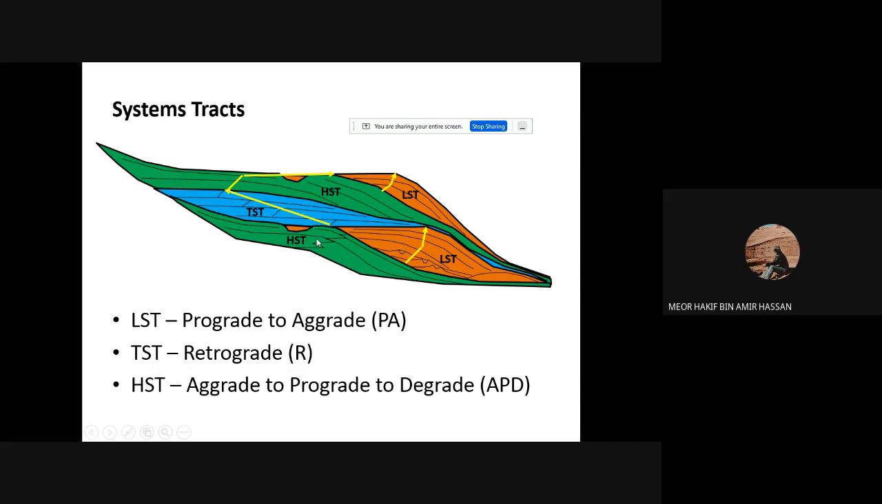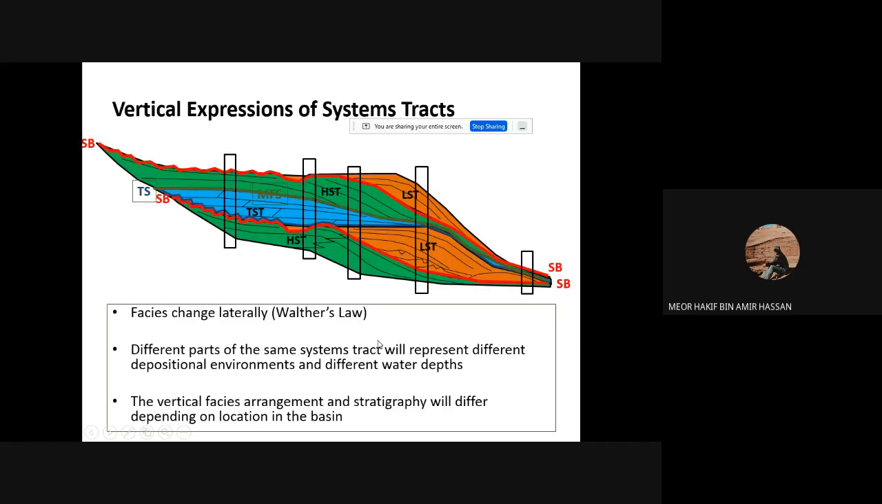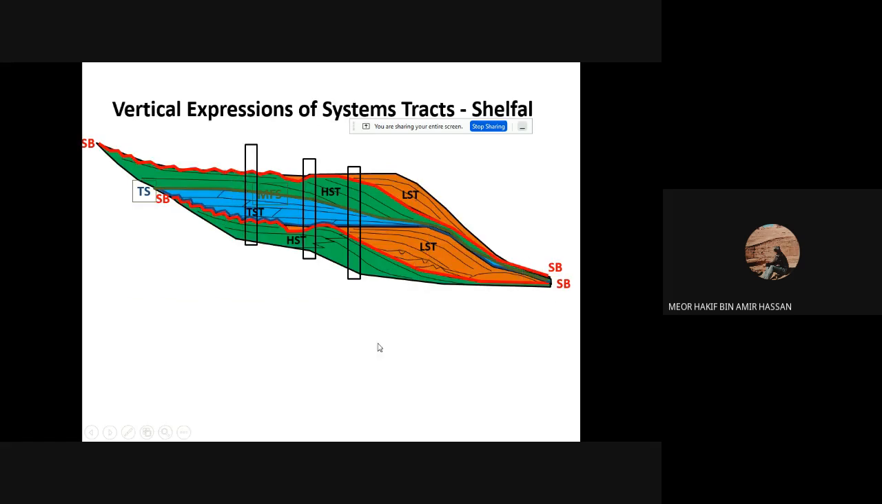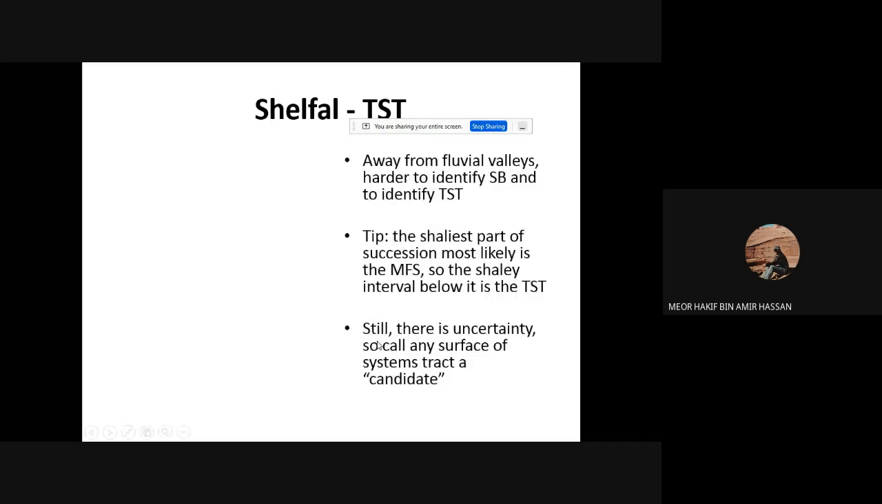And you have these key stratigraphic surfaces: sequence boundaries, transgressive surfaces, maximum flooding surfaces, right? And then your parasequence sets form certain patterns depending on the systems tract. It is prograding to aggrading for the LST, retrograding for the TST, and aggrading to prograding to degrading, erosional APD, during HST. All right.